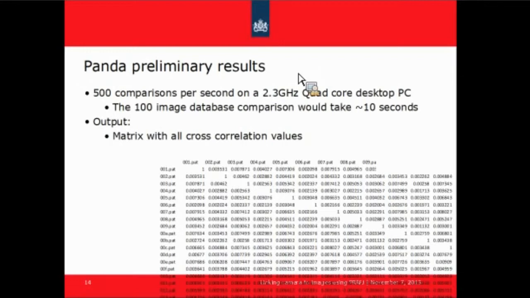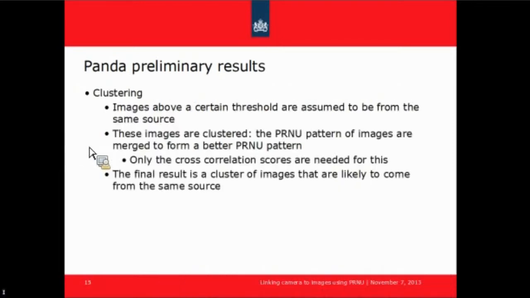The output will be, as you see here, something like this matrix with all the cross-correlation values. Of course, it's a bit hard to interpret this. So we developed a new method. We call it clustering. From this large matrix with all the numbers, when they are above a certain threshold, we assume these images come from the same source.